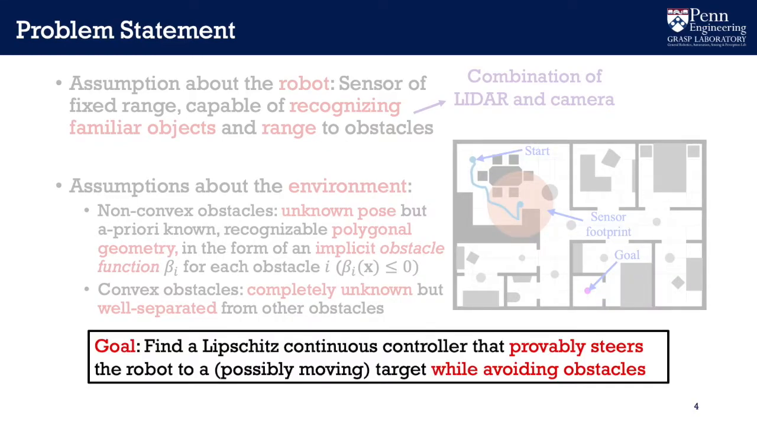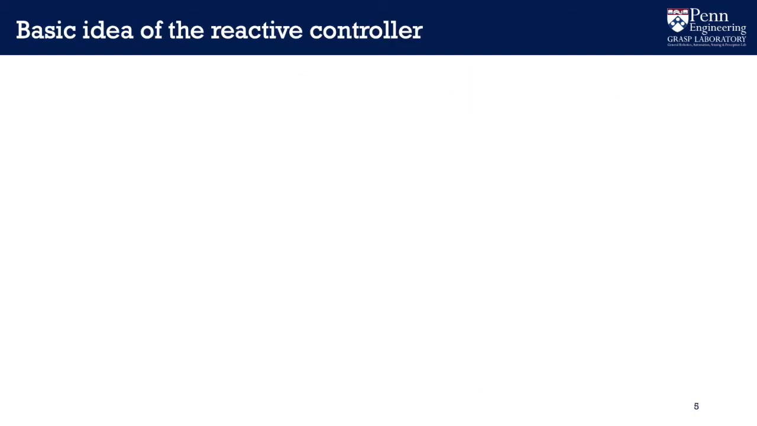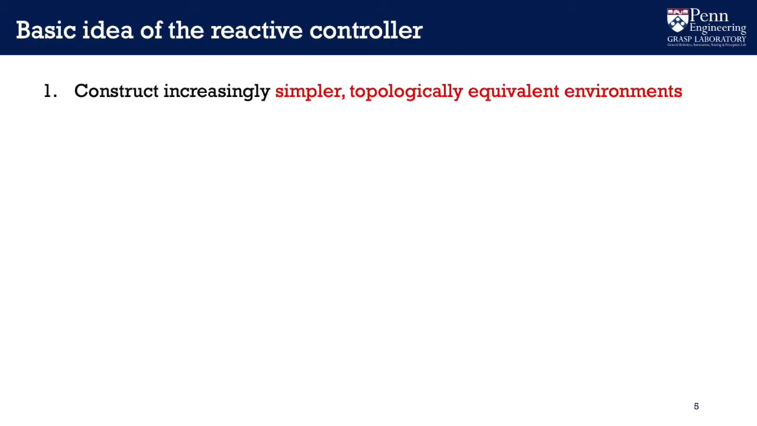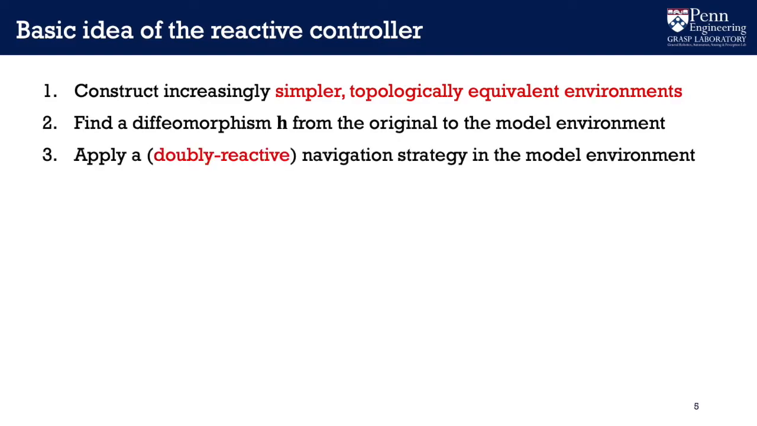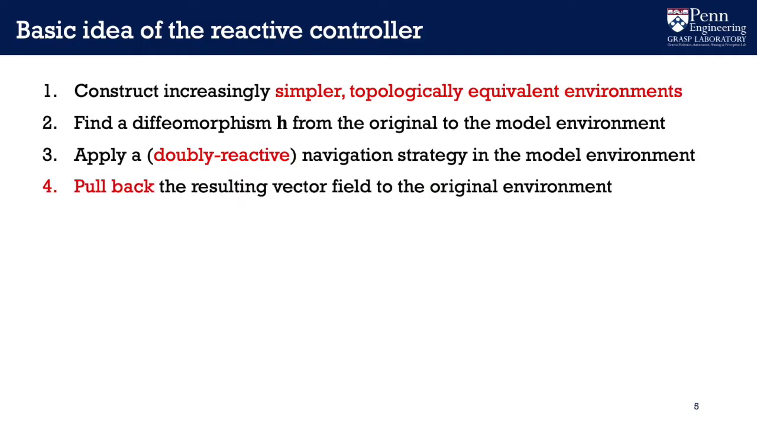The goal is then to find a controller that provably guides the robot to a possibly moving target while avoiding all obstacles in the environment. The fundamental idea of our reactive controller is to construct increasingly simple but topologically equivalent environments, find a map that is a diffeomorphism from the original environment to a model environment where all obstacles are convex, apply a doubly reactive navigation strategy in the model environment, and finally pull back the resulting vector field to the original environment.